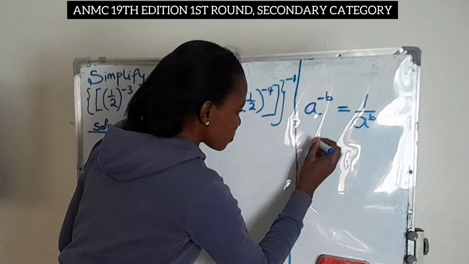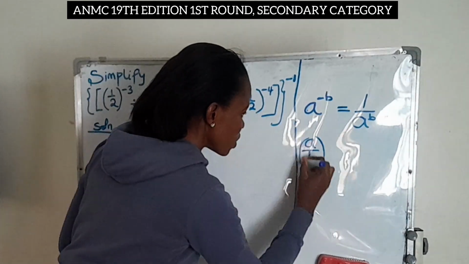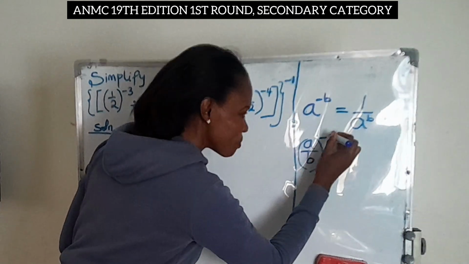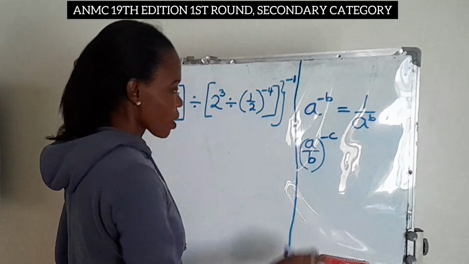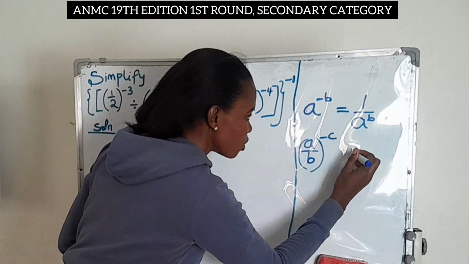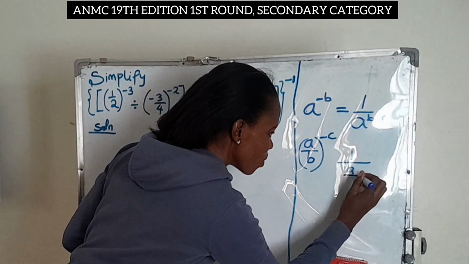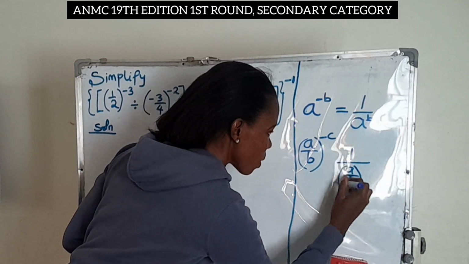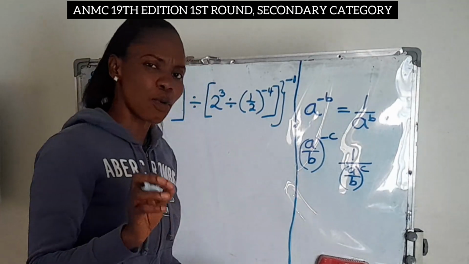If I have a over b raised to the power of a negative number, let me just use negative c for instance, if we apply the same thing we did here, we're going to have 1 all over a over b raised to power of c. Are you getting it? Then there's another thing I want you to note.